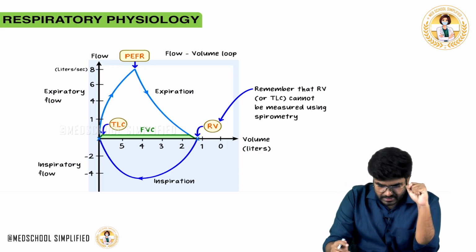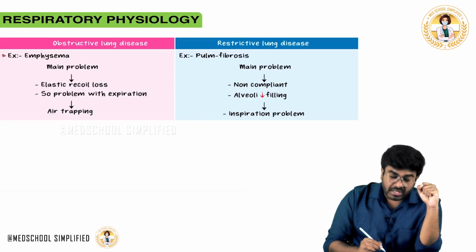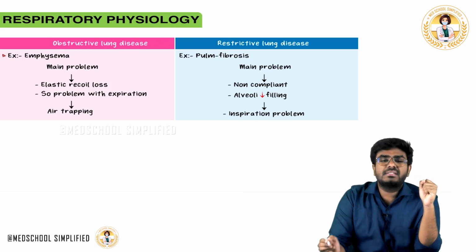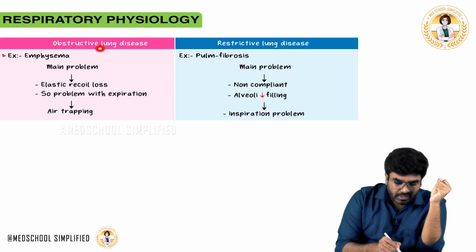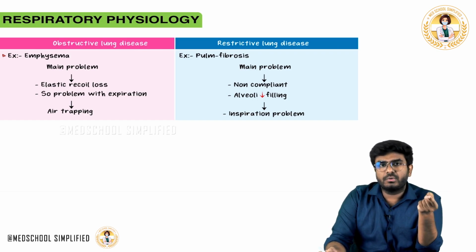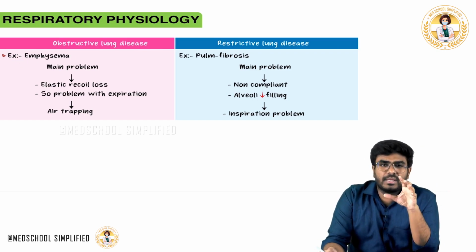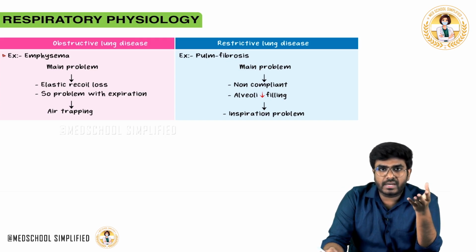Now if you understand this, let's talk about diseases where these flow volume loops are affected. First let's talk about obstructive lung disease and restrictive lung disease. What is the problem with obstructive lung disease? The example of obstructive lung disease, OLD, that I am taking is emphysema. In emphysema, what is the main problem? There is loss of elastic recoil, elastic fibers are damaged.